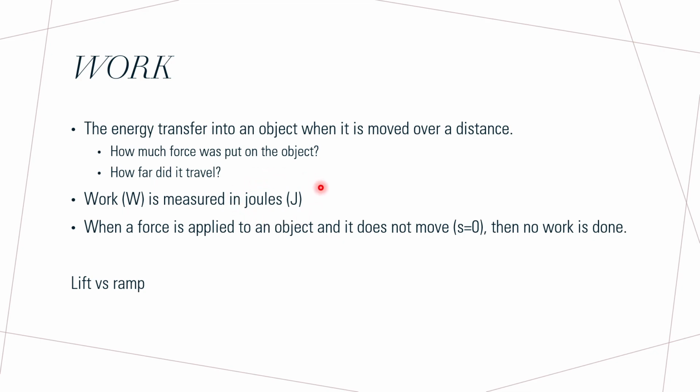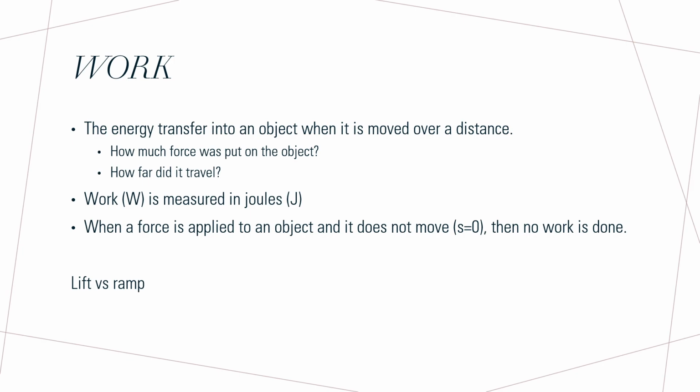Work is a measurement that is done in joules, so really it is representative of kinetic energy that's actually being used up or applied. Something to note is that when a force has been applied to an object and it doesn't move, in other words, displacement is zero, then no work is done, and you'll see that in the equation in the following slide.